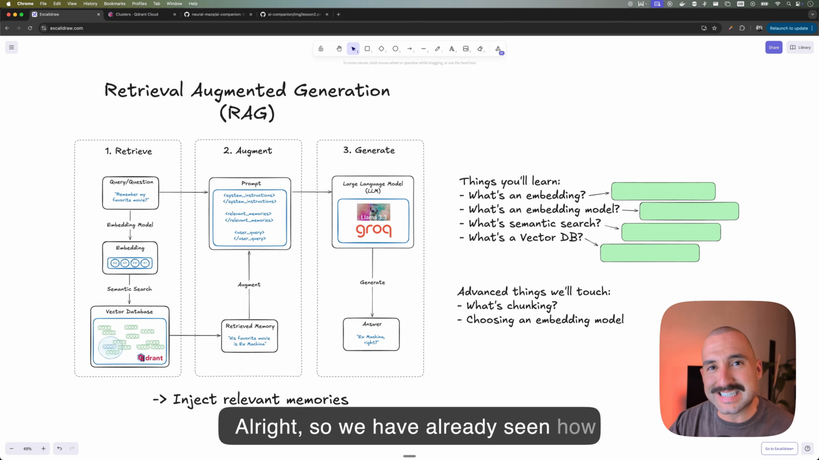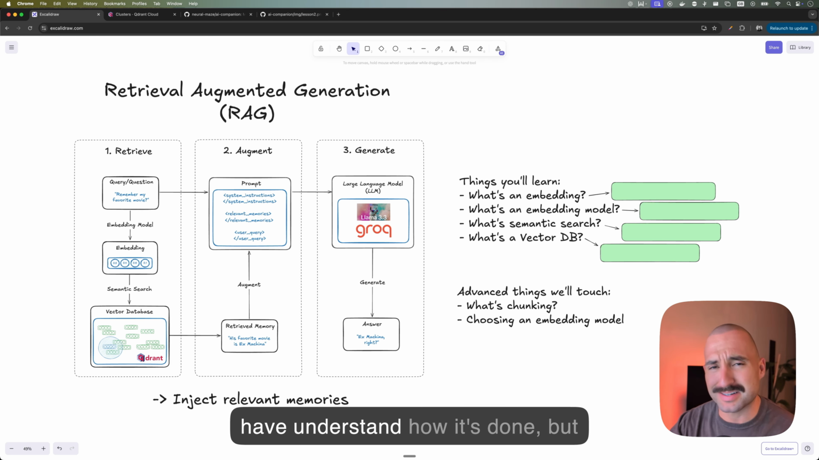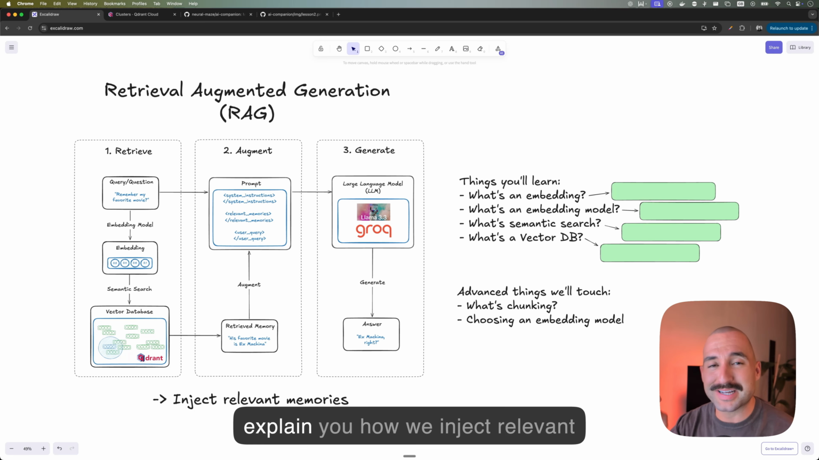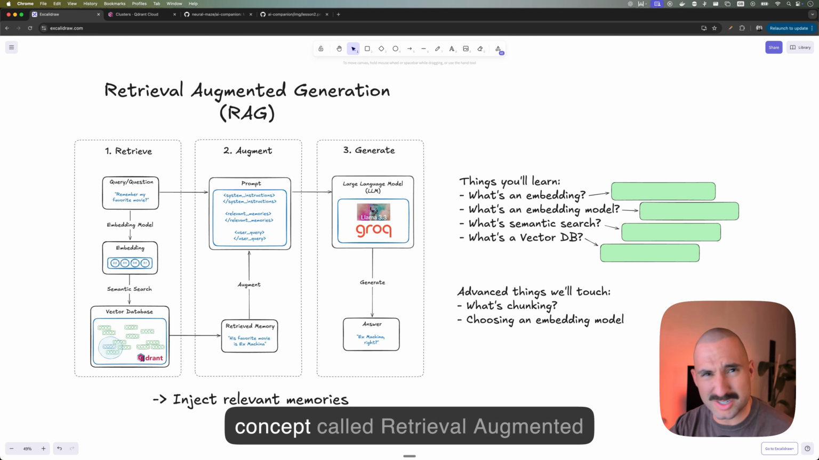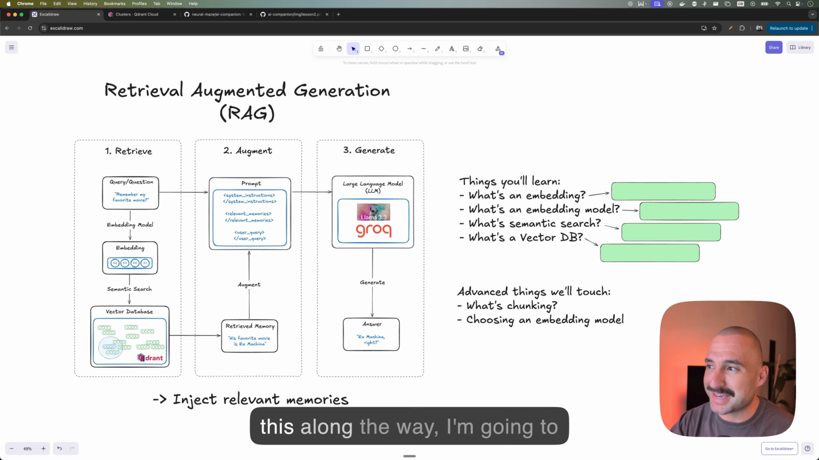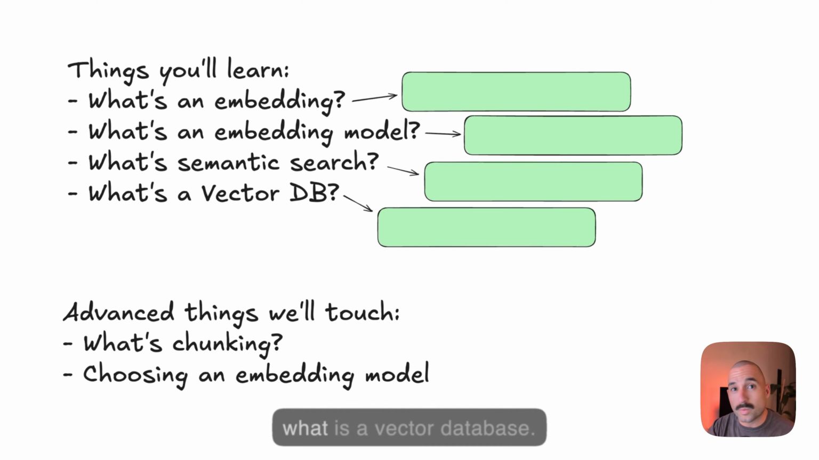All right, so we have already seen how we extract memories from the recent conversation. More or less we understand how it's done, but we still don't know very well what an embedding vector or an embedding is. And now I'm going to explain how we inject relevant memories. We do this by using a framework or concept called retrieval augmented generation. And by explaining this, along the way, you're going to understand super well what an embedding is, what an embedding model is, what semantic search is, and what a vector database is.